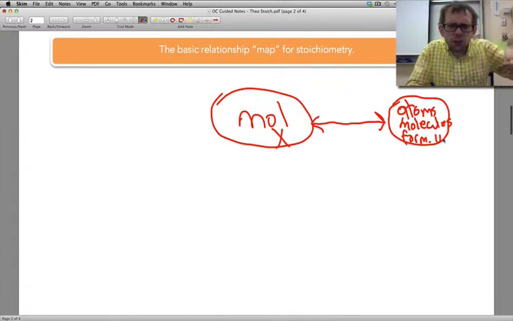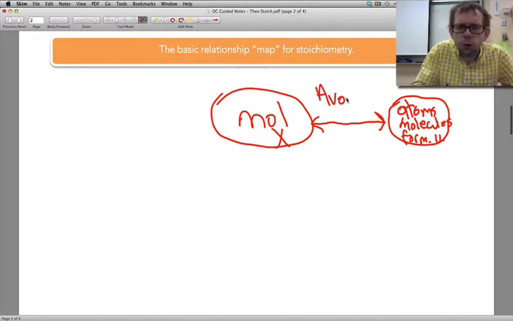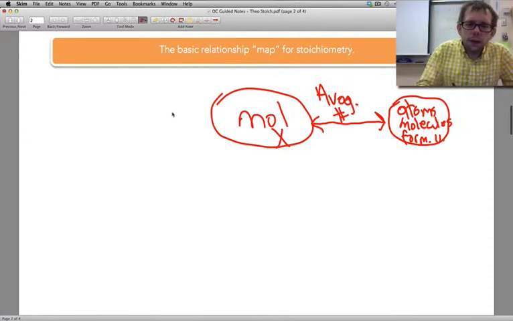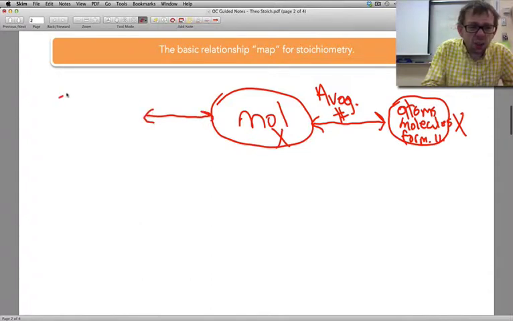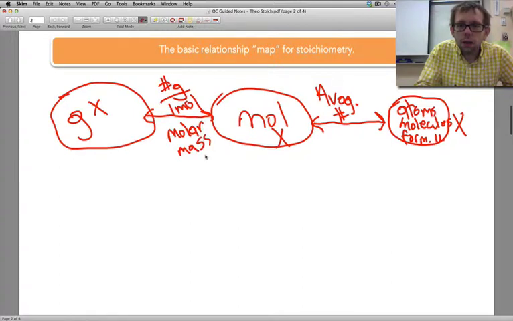Those are the way we relate. We relate that through Avogadro's number, 6.022 times 10 to the 23rd, whatever you're talking about per mole, okay? And this will get you to atoms and molecules or formula units of X, okay? So can I get anywhere else from this? Well, yeah, we could get to grams of X. And we use that by using the number of grams that are in 1 mole, which we call molar mass, okay? Oh my God, molar mass.